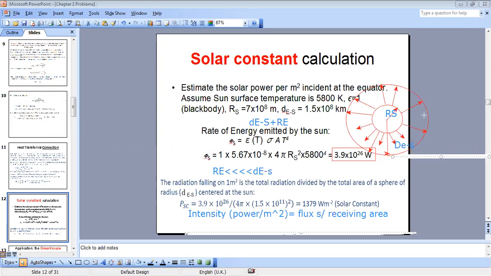So the total receiving area here is 4 pi times the big radius squared, and this intensity will also be on the Earth. Once I calculate this intensity, it will be the intensity on the Earth and on any body that is at this distance from the sun. So if you take any satellite or any other object than the Earth at the same distance, it will receive the same solar intensity, of course neglecting obstacles. Yes.